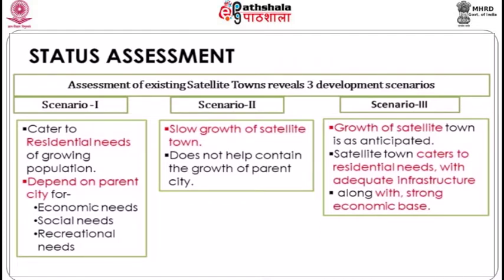The second scenario is where the satellite towns have slow growth and it does not help contain the growth of the parent city. The case of Sanand in Gujarat with the parent city of Ahmedabad is the case to prove the point. The third scenario is where the growth of the satellite town is as anticipated. The satellite town caters to the residential needs with adequate infrastructure and with strong economic base. A good example is Navi Mumbai for the parent city of Mumbai.